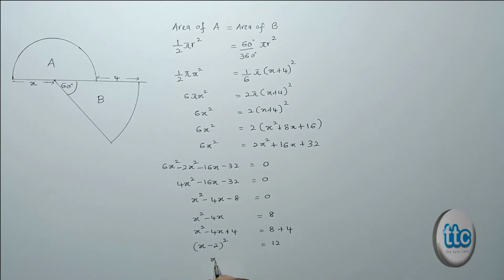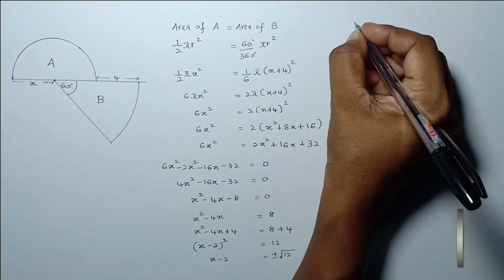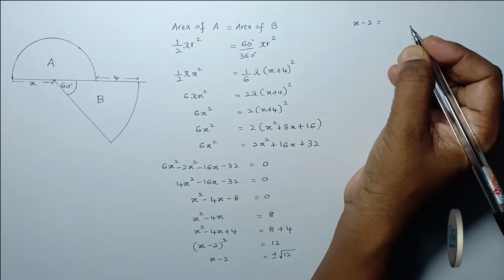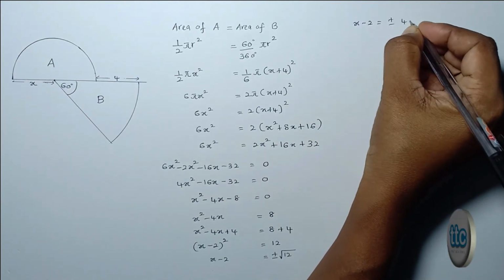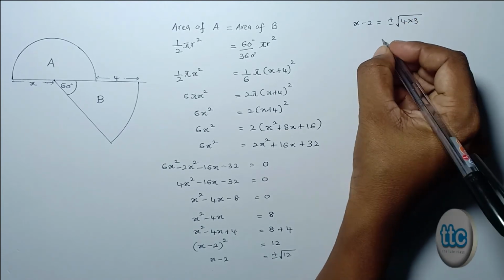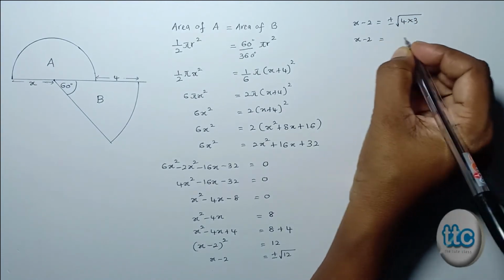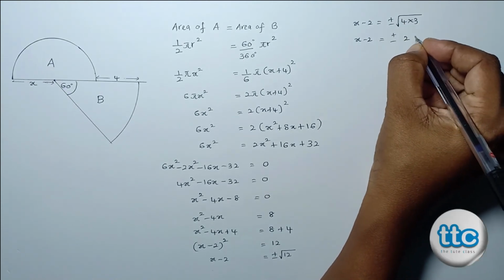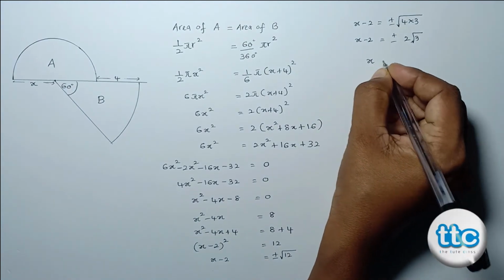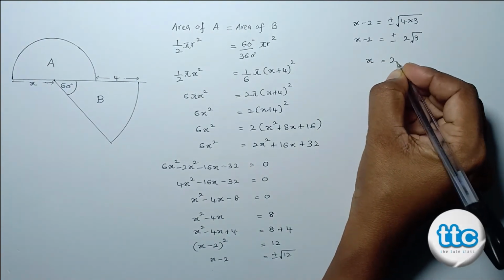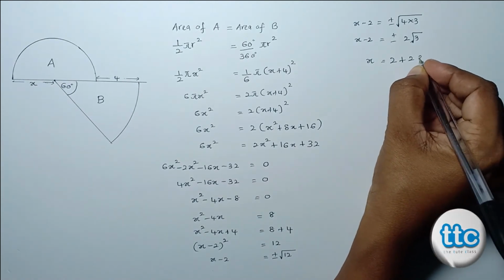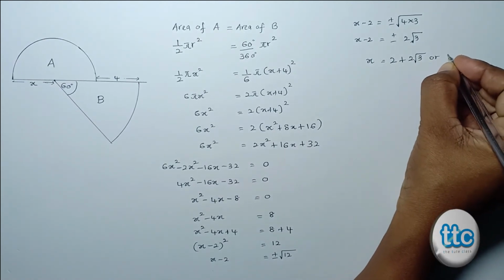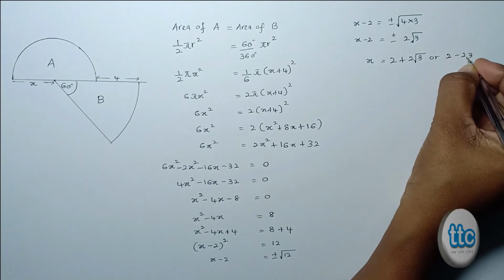Then x minus 2 equals plus or minus root 12. We write the other part here. You can write root 12 as root of 4 into 3, so x minus 2 equals plus or minus 2 root 3. Then x equals, taking minus 2 to this side, plus 2, 2 plus 2 root 3 or 2 minus 2 root 3.